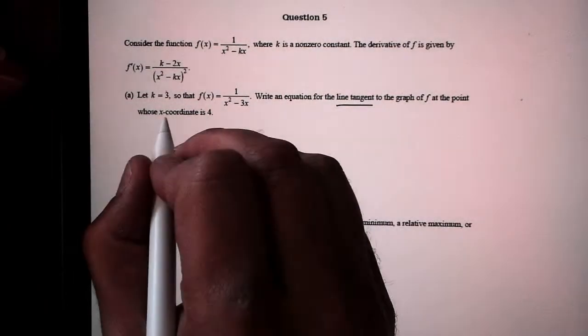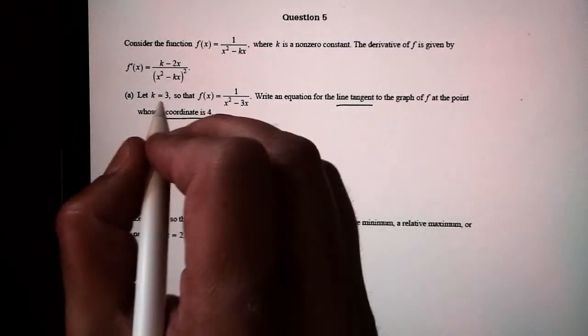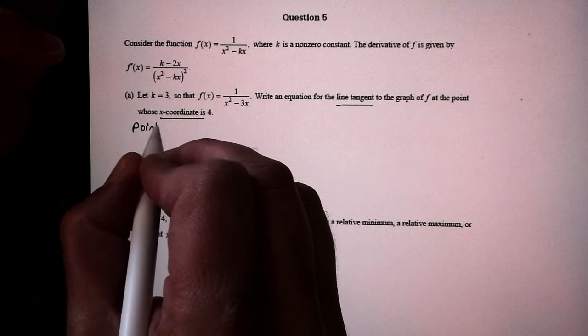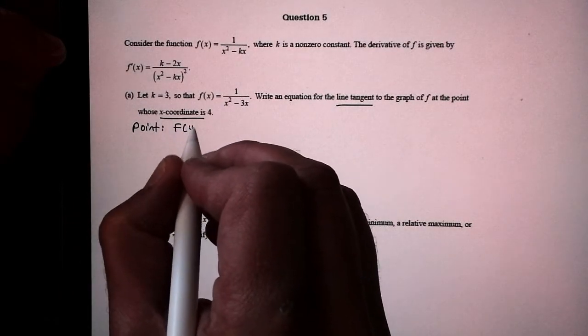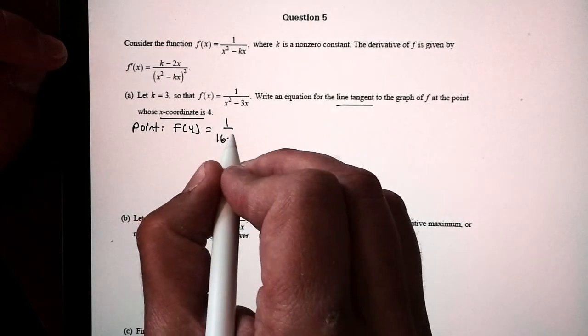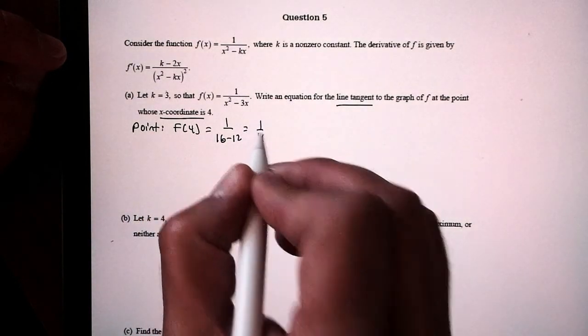At the point whose x-coordinate is 4. So we've been writing tangent lines for a while. We know we need a point. So we're going to need f of 4. And I just plugged it in. 1 over 16 minus 12, and that's just 1/4.